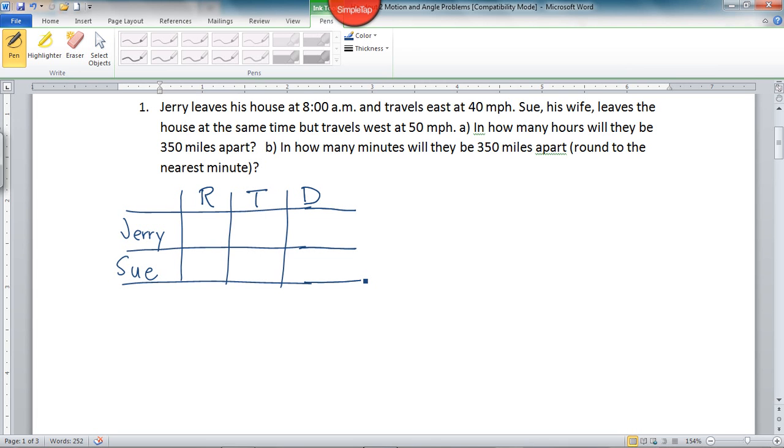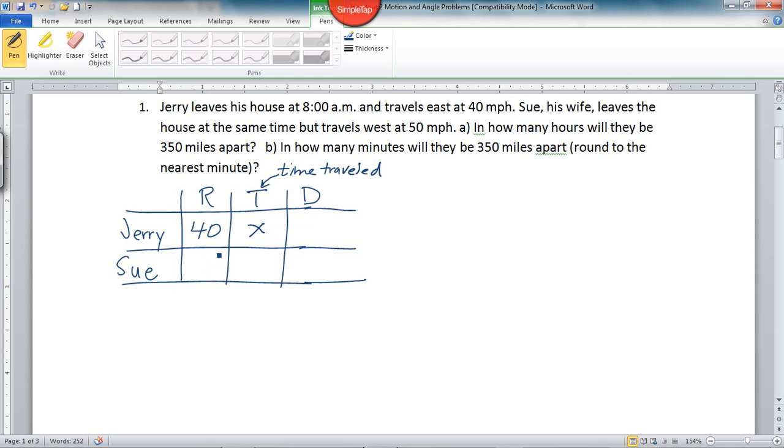Want to fill in the table best I can. Now, Jerry's rate is 40 miles per hour, so let me go ahead and put that in there. Now the time, it says he leaves at 8 a.m., but in this column I'm going to want not the time of day, but the amount of time traveled. So how much time did Jerry travel? Well, that's our unknown, so that's our x. We can call it x if we want to, and that's what we'll do here.